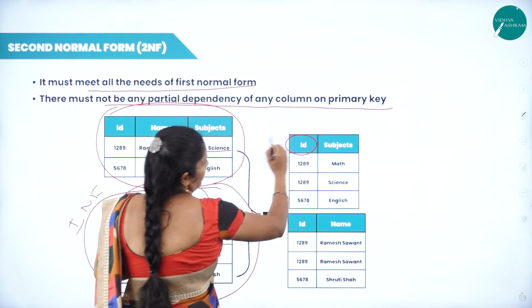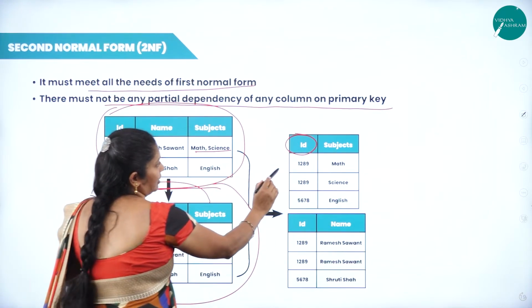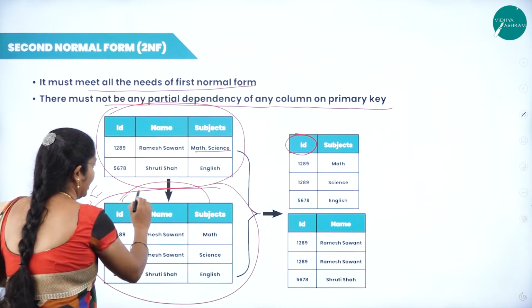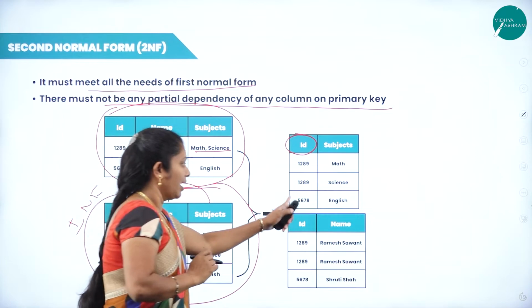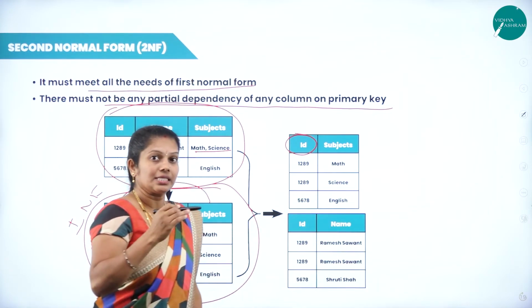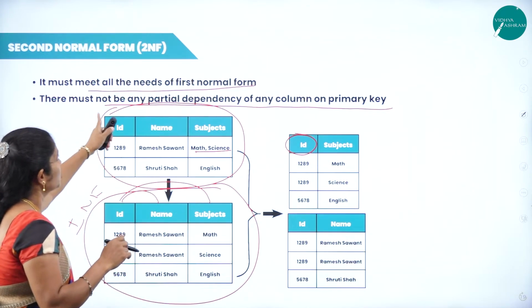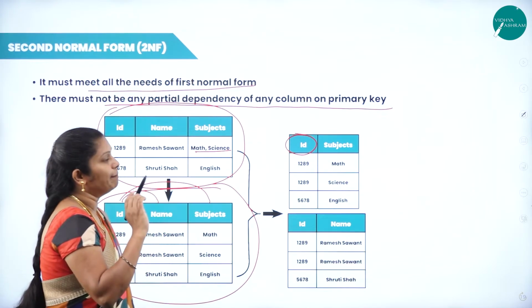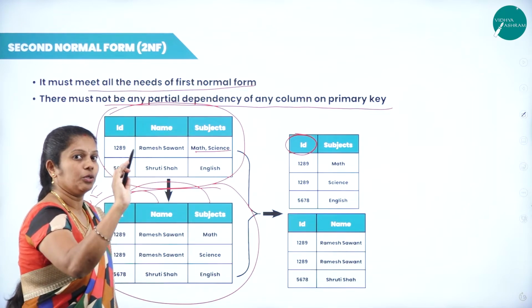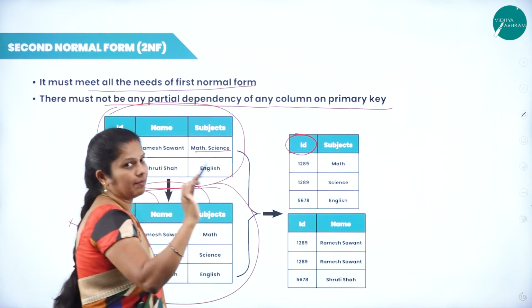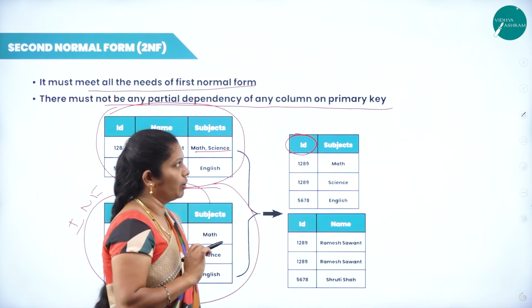Here in this case, ID is the primary key. Then I will write all the ID as well as subject. Once again I will write this ID with name. Then here ID as usual, name. This is nothing but second normal form. There must not be any partial dependency. We have to remove the partial dependency of any column on primary key. This is second normal form.